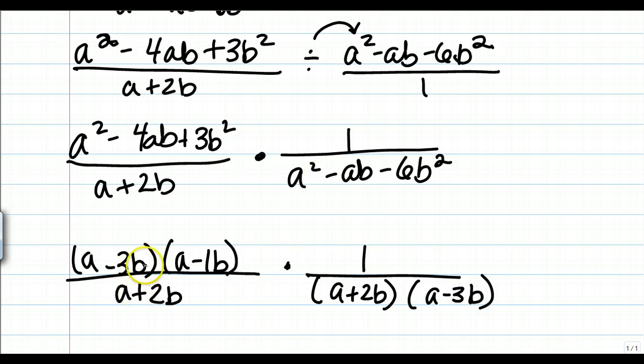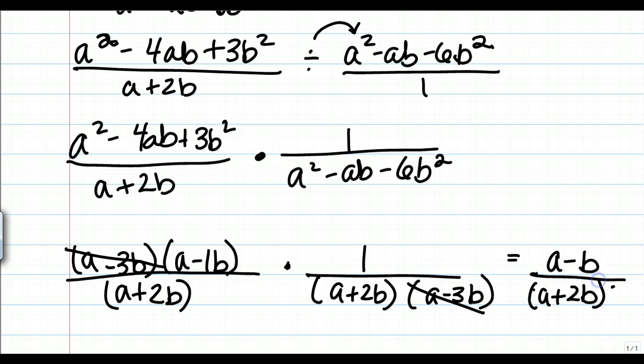And we look to see if we can cross anything top to bottom, and we can't. So then we look diagonally. There's nothing diagonally here. However, let's see. Here we have an a minus 3b and an a minus 3b. So your answer is just a minus b, which times 1 is itself, over a plus 2b squared, since you have exactly the same thing. Or you could just write another one next to it. It means the same thing.